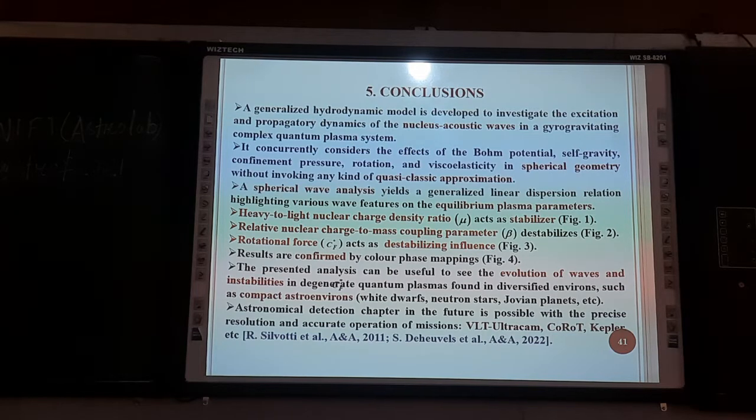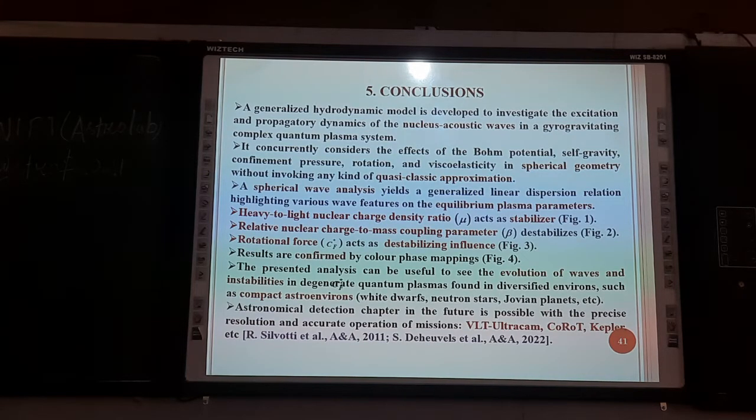Okay, then the presented analysis is useful to see the evolution of diversified waves and instabilities in various compact astrophysical objects. Now the most crucial part in this forum, at least in this forum, is the astronomical detection. Let me tell you that astronomical detection is still going on, and there are several authors, all in contact with me. They say from time to time we are also trying to collaborate, and they are all experimental astronomers, basically astronomers. I am a theoretical person anyway.